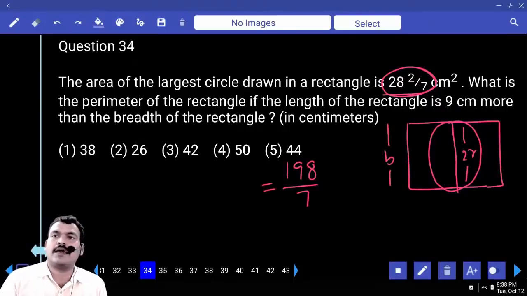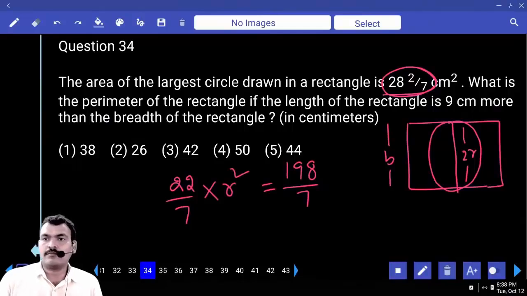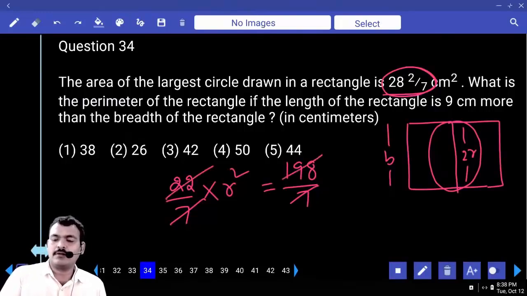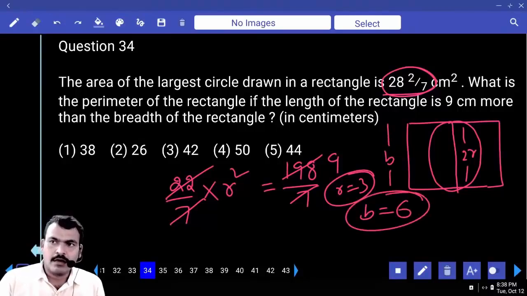It is equal to the area of which one? Circle. What is the circle area? Pi r square. Pi is nothing but 22 by 7 into how much value? R square or not? Both denominators 7, 7 cancel or not? 22 almost how many times? 9 times. If r square value is 9, then r value is 3. If r value is 3, breadth value is how much? 6 or not? Breadth value is 6.